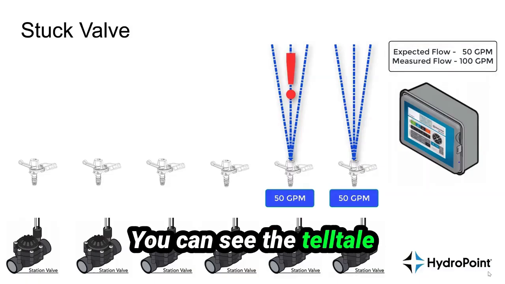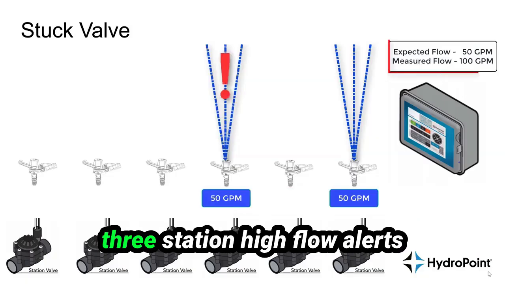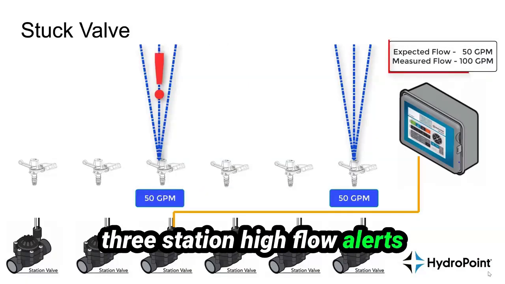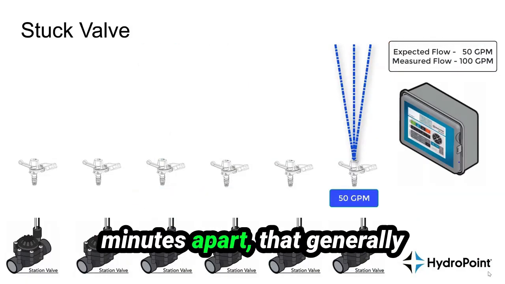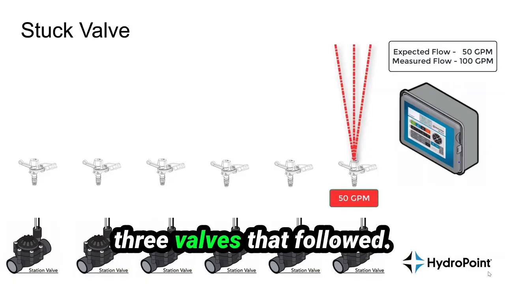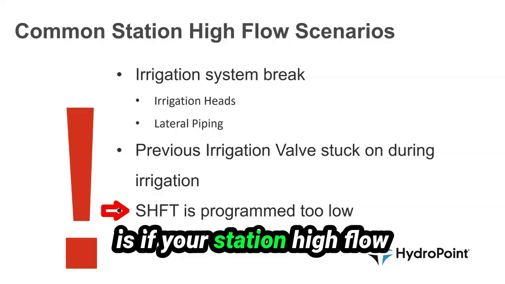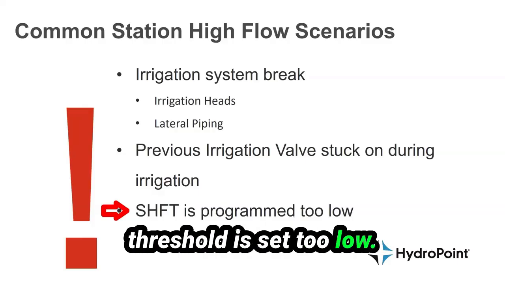alert. You can see the telltale signs of a stuck valve when you look at your alert notification and you see 3 station high flow alerts that were created 3 minutes apart. That generally means that a valve stuck on, driving up the usage for the 3 valves that followed. And the final common station high flow scenario is if your station high flow threshold is set too low.